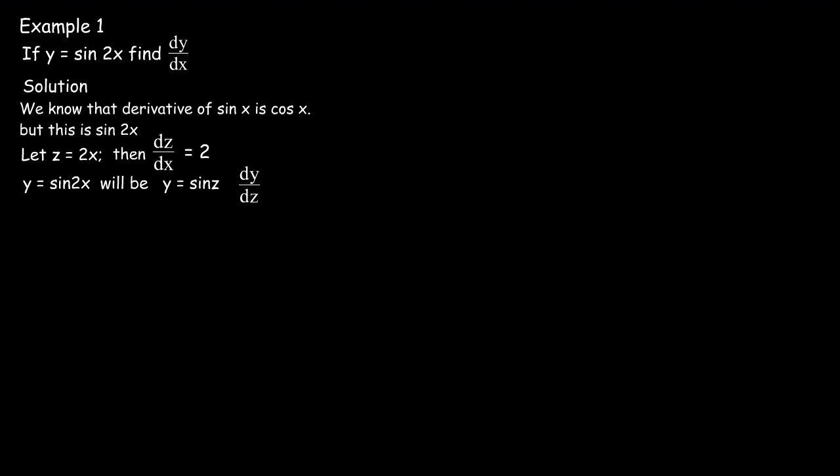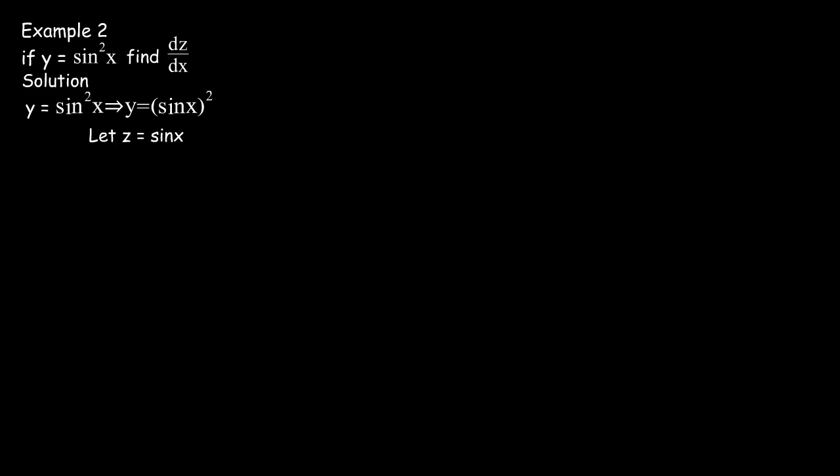Now dy/dz will be equal to cos z, because the derivative of sine z is cos z. Now from our chain rule, our formula is dy/ds equals dy/dz times dz/ds. Now substituting for dy/dz and dz/ds, it becomes cos z times 2, or 2 times cos z. At this point we are going to substitute for z, remembering that z is equal to 2s, and we are left with 2 cos 2s.